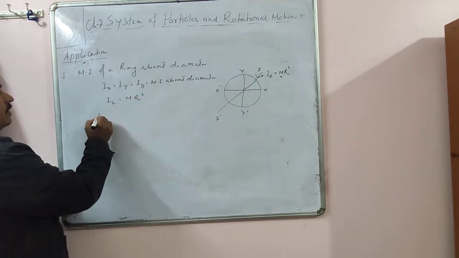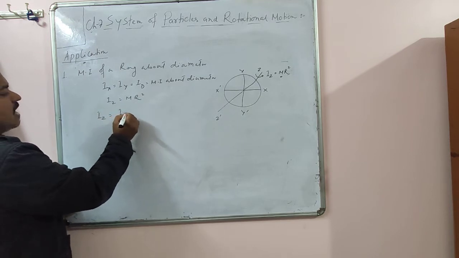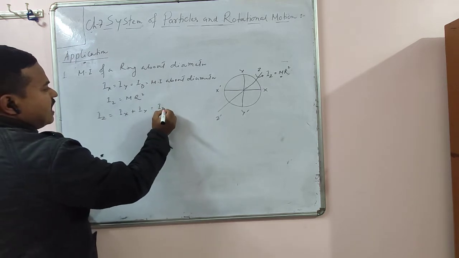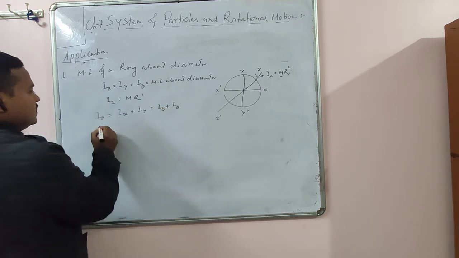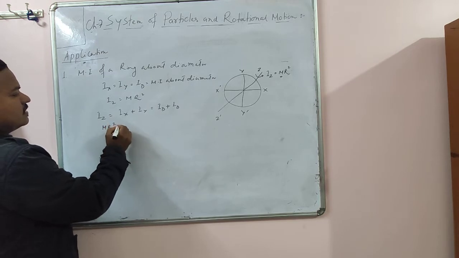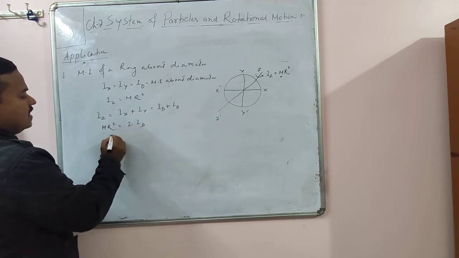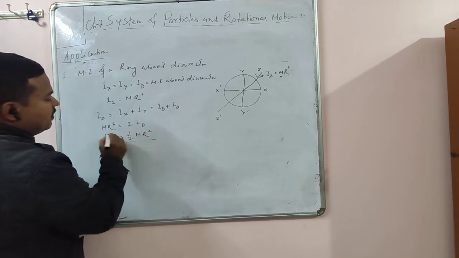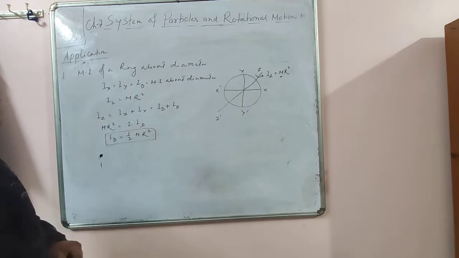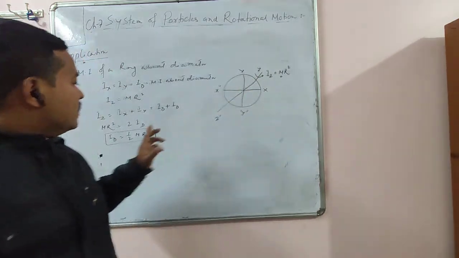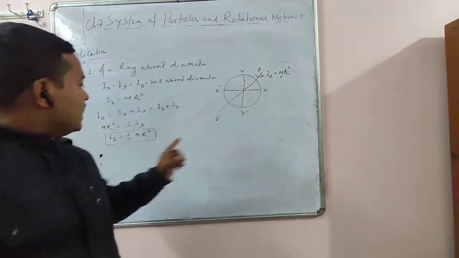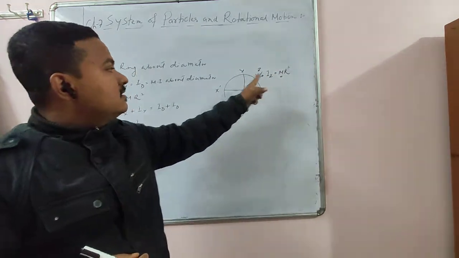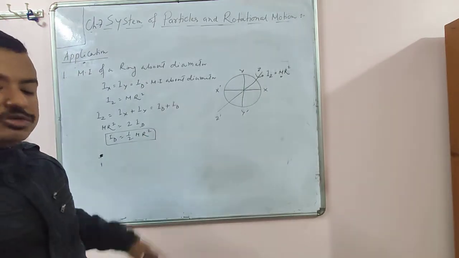Now we apply the theorem: Iz is equal to Ix plus Iy, so Id plus Id. So Iz, which is mr square, is twice Id. So Id is half mr square. You see, if the axis of rotation changes, moment of inertia changes. The moment of inertia of a ring about diameter is half mr square, but about the z axis it is mr square. As the axis changes, moment of inertia also changes.